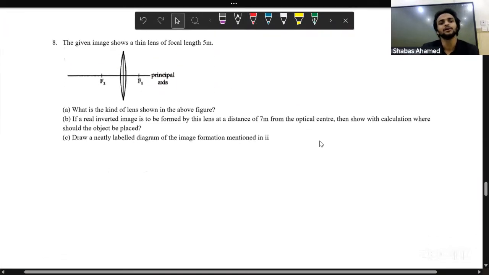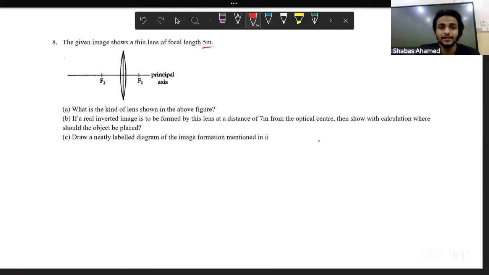The next one: the given image shows a thin lens of focal length 5 centimeter. Here the focal length is just 5 centimeter. You can see the figure here. What kind of lens is shown in the above figure? We can say definitely this is a convex lens, no doubt. If a real image is to be formed at a distance 7 centimeter from the optical center, then show with the calculation where the object should be placed.